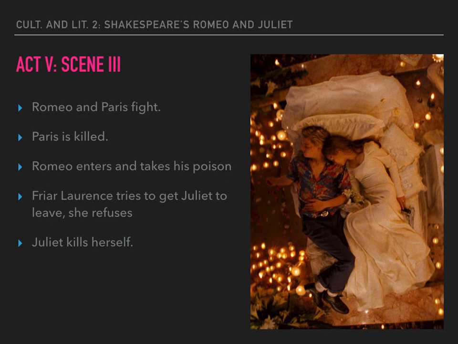She does this first by kissing Romeo, and then she says, "Yea, noise? Then I'll be brief. O happy dagger, this is thy sheath. There rust, and let me die." She stabs herself and falls on Romeo's body.